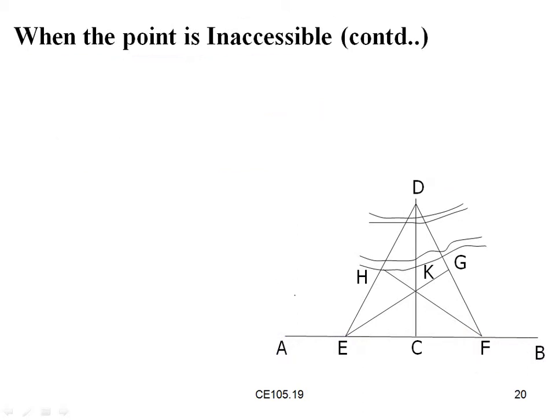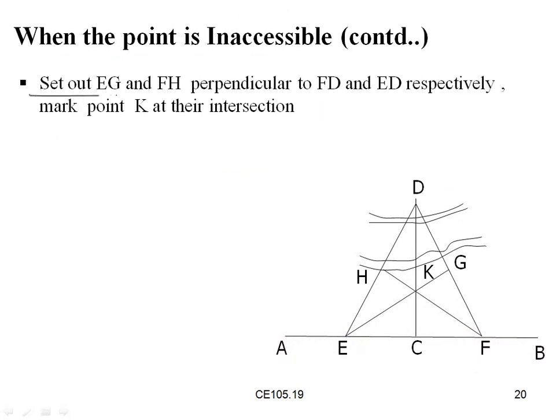The next, set out EG and FH perpendicular to FD and ED respectively. Mark point K at their intersection. So that means set out EG and FH. Mark the point K, where the two lines meet; that is called K.